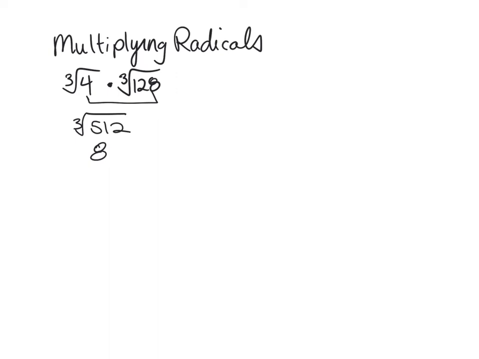Yeah, just break it down, right? If all else fails, you can break it down into two and two and two, and you're going to get three groups of three twos, and you'll end up with eight.